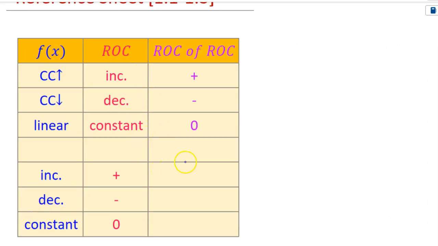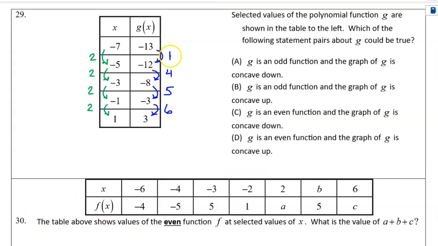Looking back at our chart, remember showing the relationships between f, rate of change, and rate of change of rate of change. If we notice that the rate of change is increasing, then we'll know that f of x is concave up. If the rate of change is decreasing, then we will know that f of x is concave down. In this case, we see that the rate of change is increasing, so we know that the function is going to be concave up. So we can eliminate option A and option C, which say concave down.